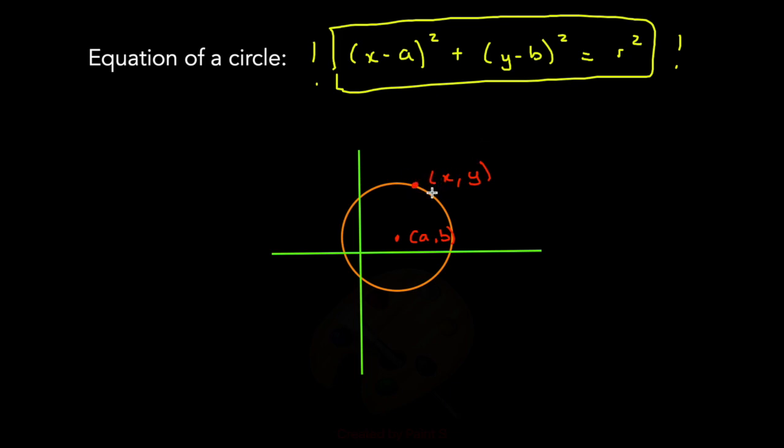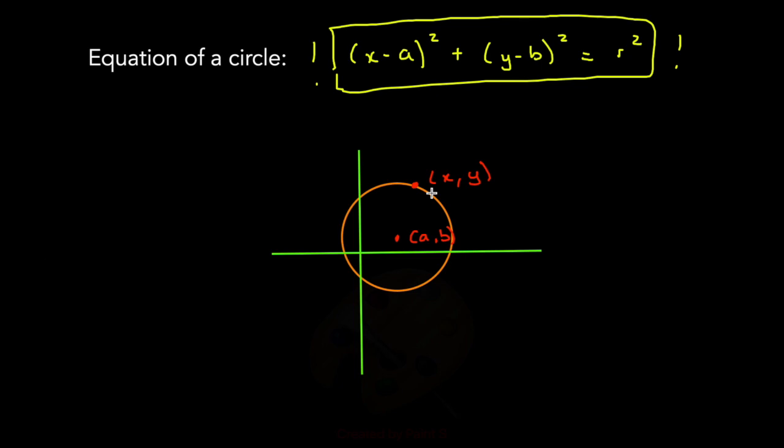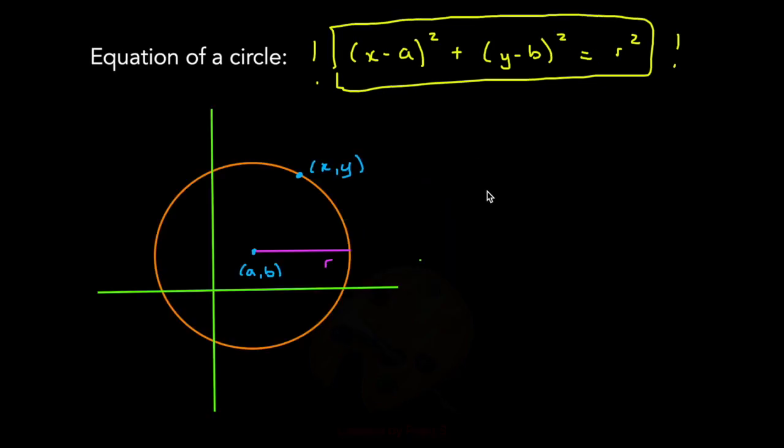But what matters is how we come to this equation. If you couldn't care less about why the equation is what it is, go to this timestamp shown here to go to some examples. Otherwise, continue watching. So, how do we get this equation of a circle?